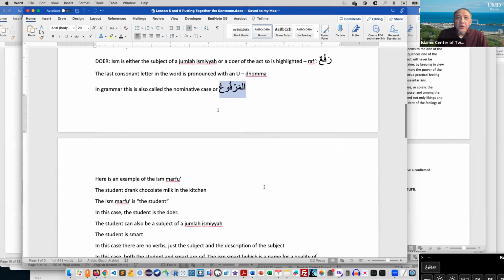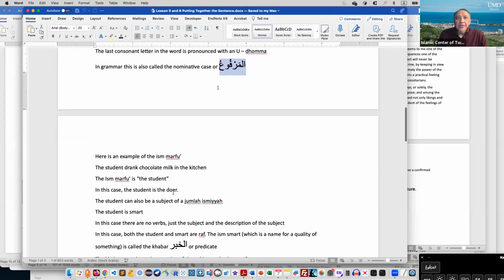So, to give an example, here's the sentence: the student drank chocolate milk in the kitchen. Okay, the student drank chocolate milk in the kitchen. So obviously the ism marfu' here is the student. That's the doer, correct? Ism marfu', very clear, no problem there.